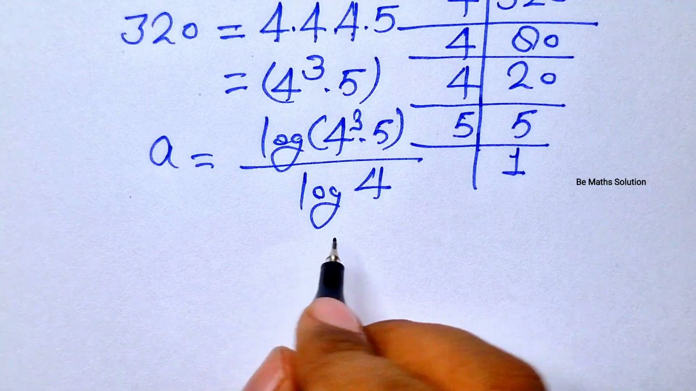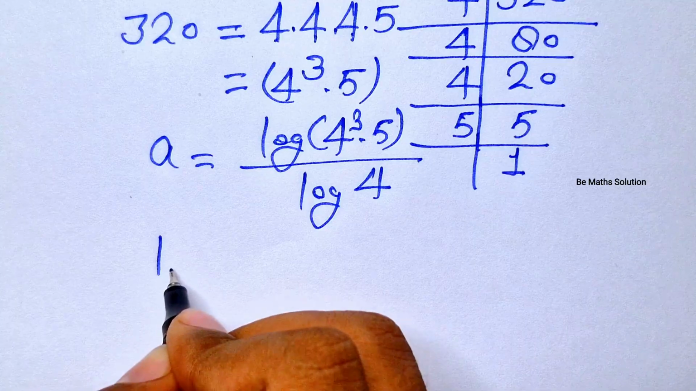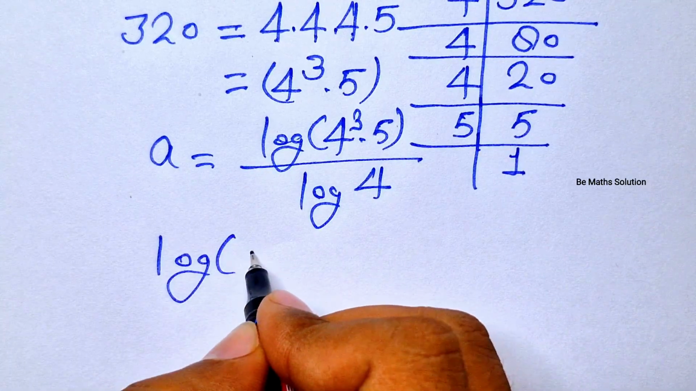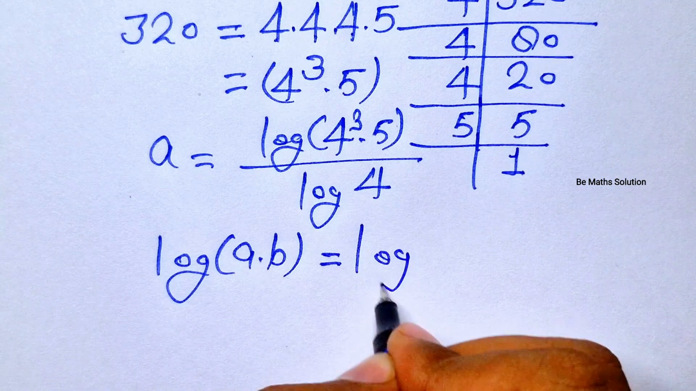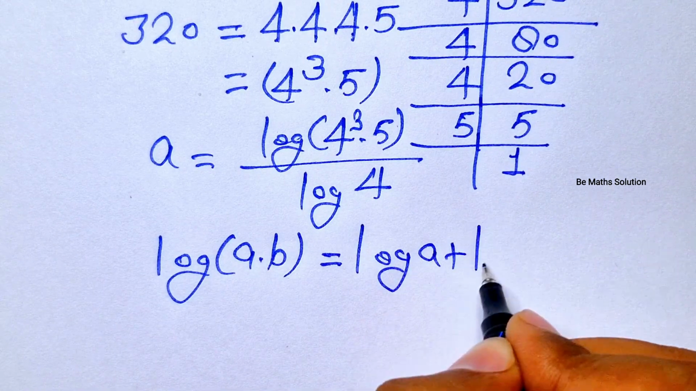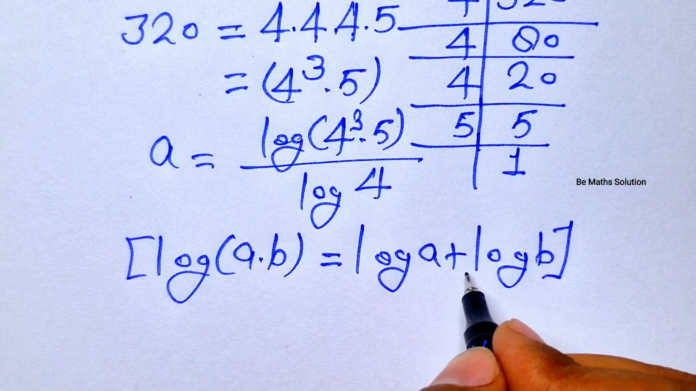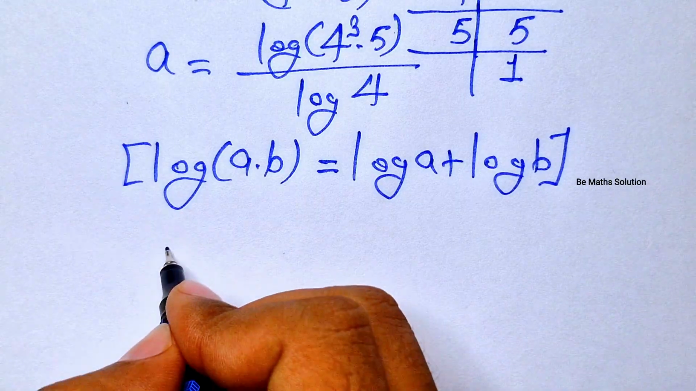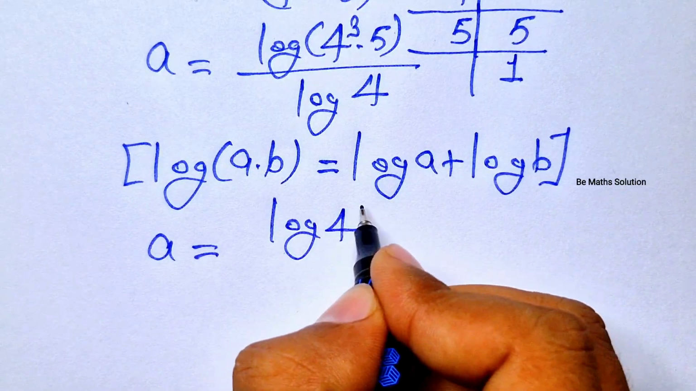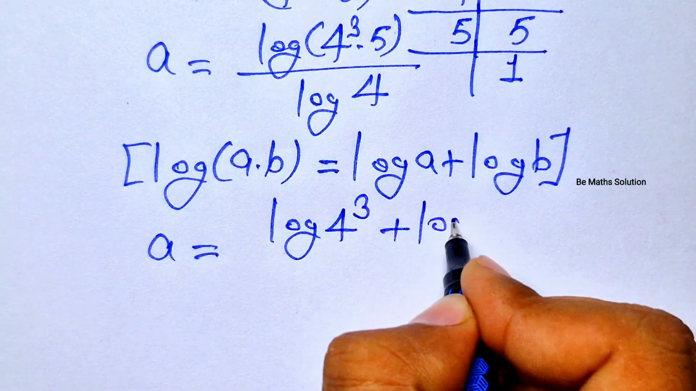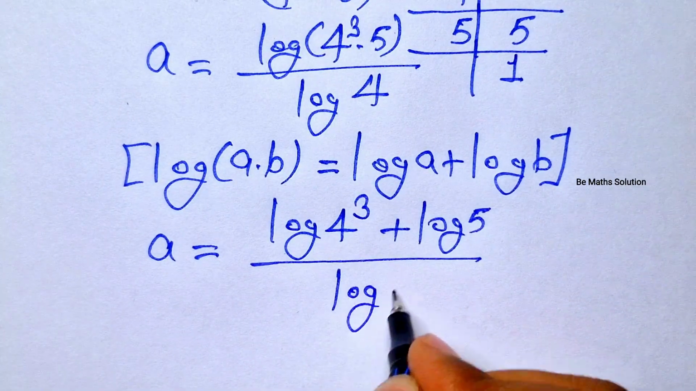Then in the next step, this part is in the form of log of (a times b), which is equal to log of a plus log of b. So we will apply this logarithm rule from here. So it will be a is equal to log of 4 to the power 3 plus log of 5, then over this log of 4.